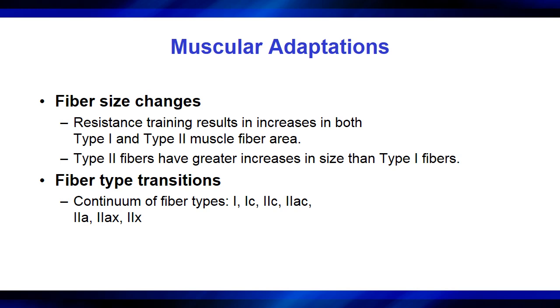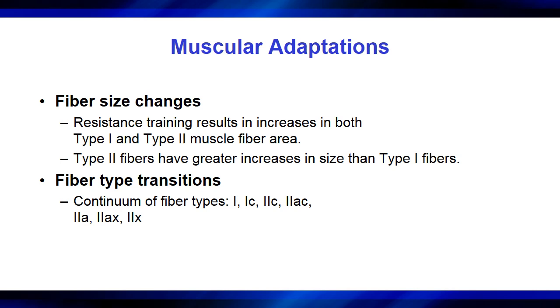And so when we look at this picture, the continuum is as follows. We have type 1, type 1C, type 2C, type 2AC, type 2A, type 2AX, and type 2X. I had said type 2B. Sometimes people use terminology B to replace X, but they both basically mean the same thing.